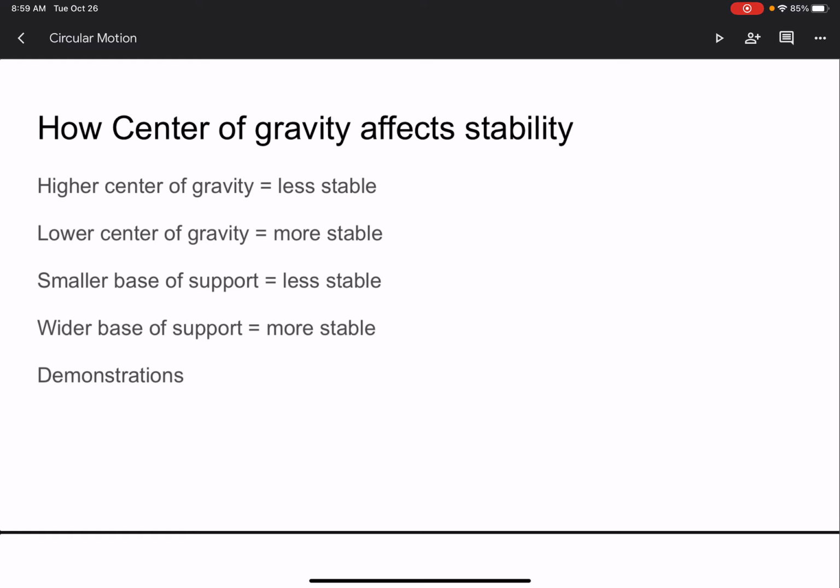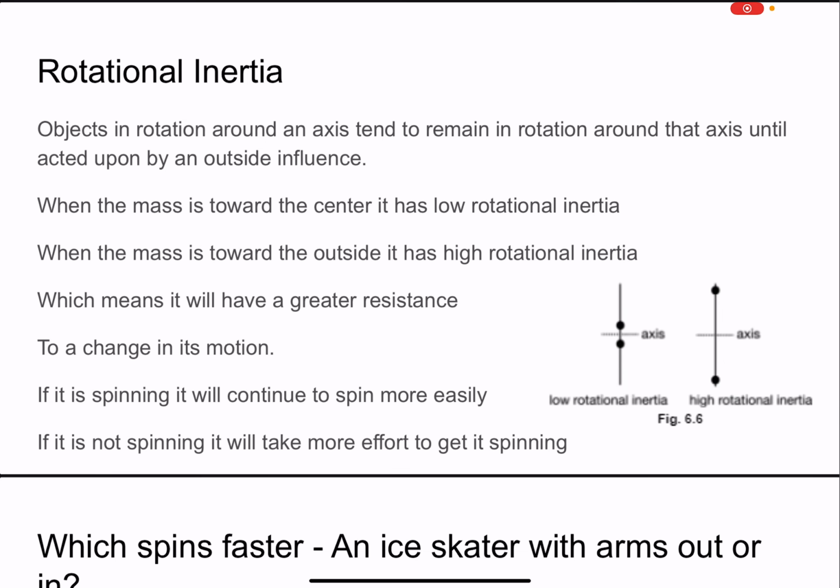So higher center of gravity is less stable, lower is more stable, smaller base of support is less stable, wider base of support is more stable. This is kind of involving rotational inertia, and center of gravity also kind of has to do with this.